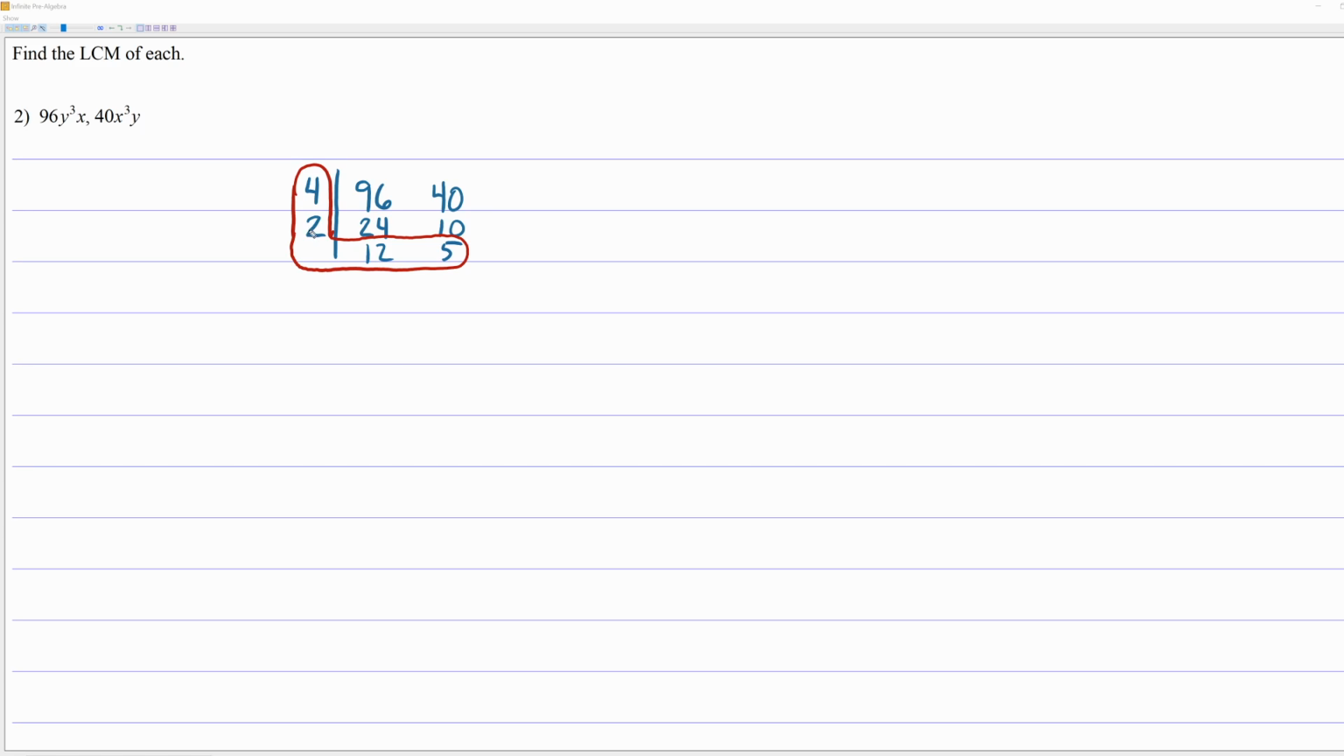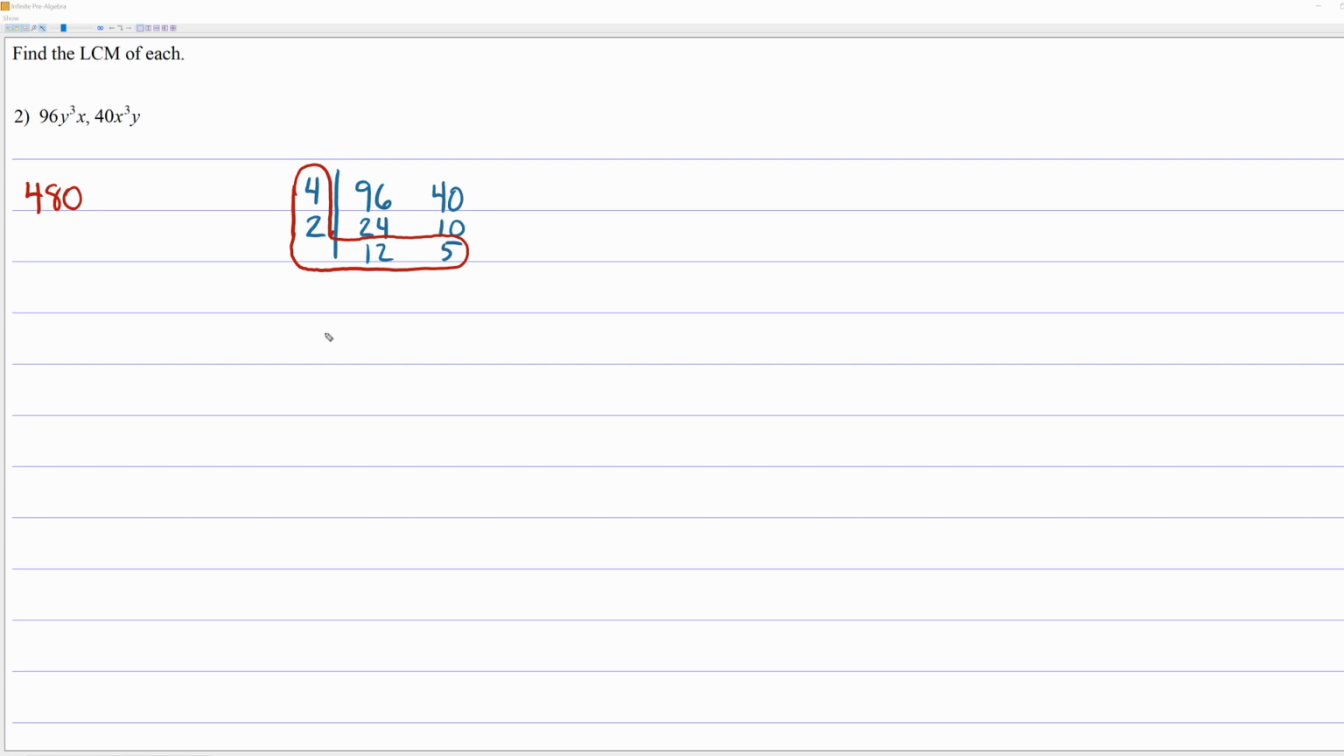So let's see, 4 times 2 is 8. 12 times 5 is 60, and then 60 times 8, if I can do some mental math, 60 times 8 is 480 because 6 times 8 is 48. So that's the numerical portion of our problem. Now let's do the variables.